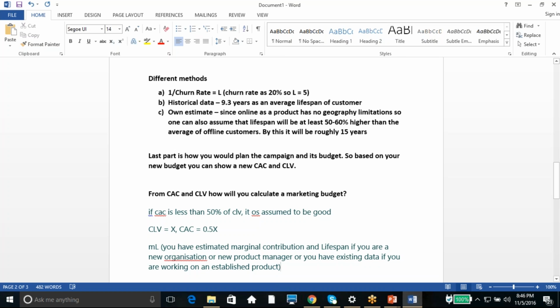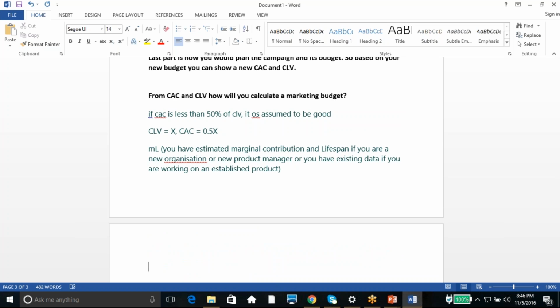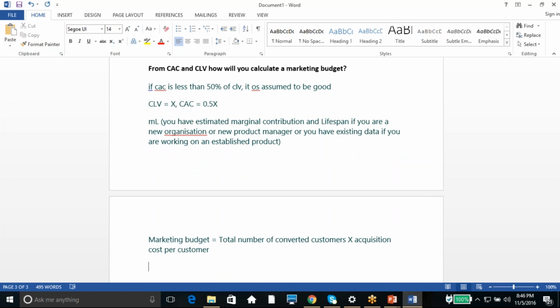So what is your marketing budget? Marketing budget is equal to total number of converted customers into acquisition cost per customer. Okay, so this is how you can do it.